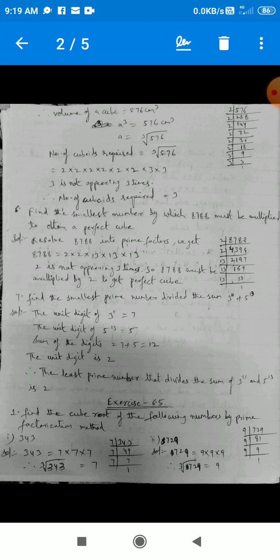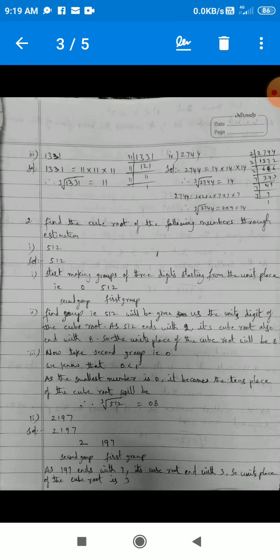Next, exercise 6.5. First bit. Find the cube root of the following numbers by prime factorization method. First one, 343. Solution. 343 is equal to 7 into 7 into 7. Therefore, cube root of 343 is equal to 7. Second, 729. Solution. 729 is equal to 9 into 9 into 9. Therefore, cube root of 729 is equal to 9. Third one, 1331. Solution. 1331 is equal to 11 into 11 into 11. Therefore, cube root of 1331 is equal to 11.